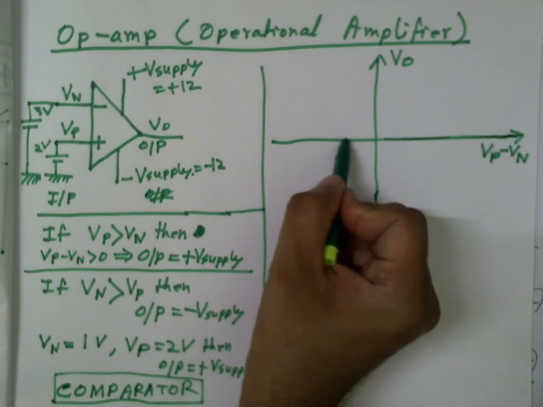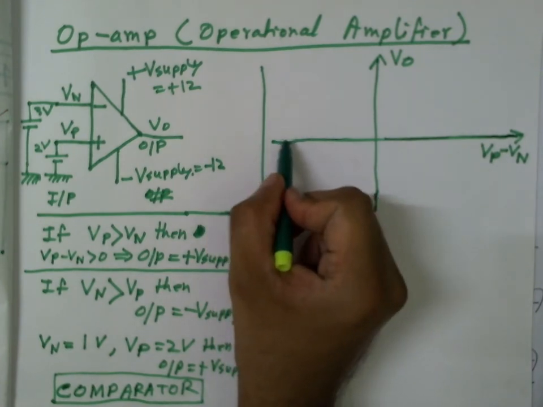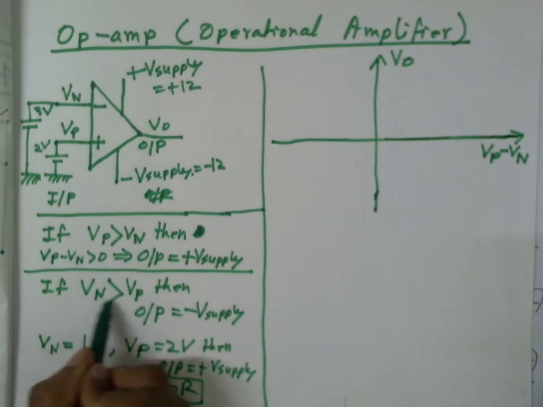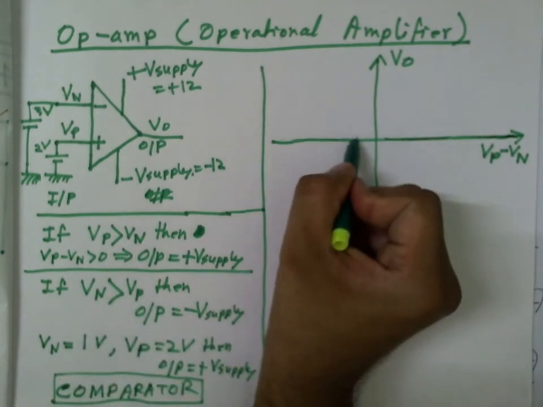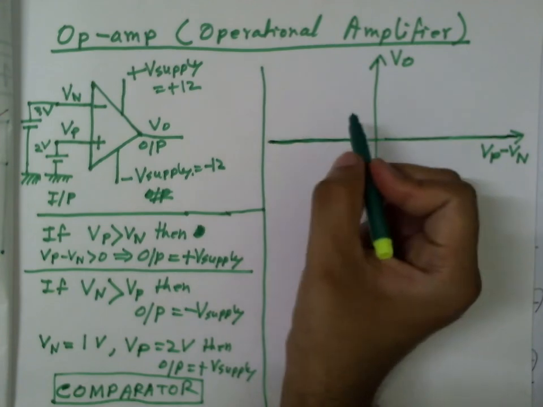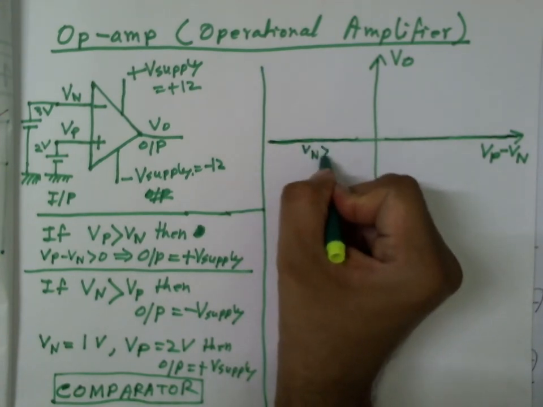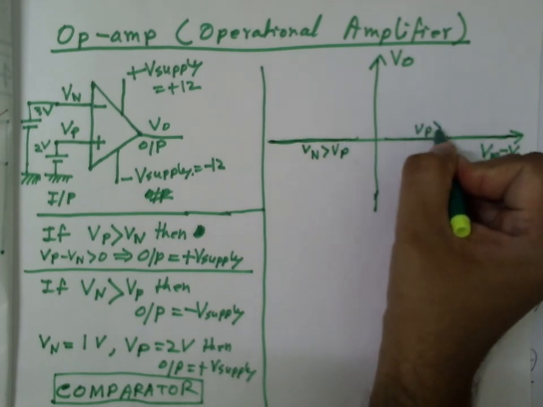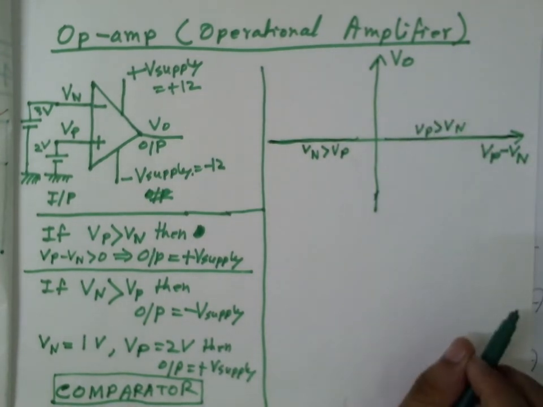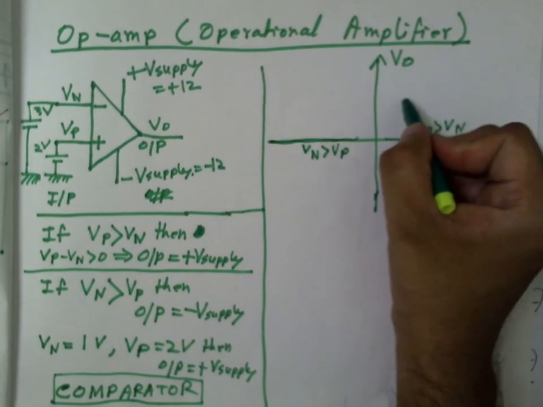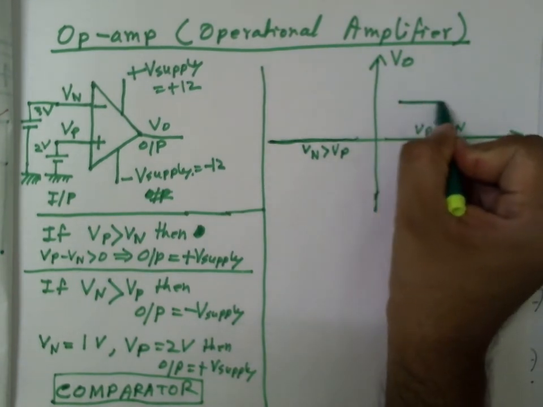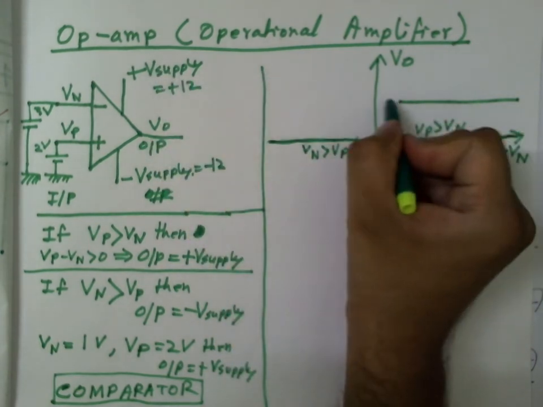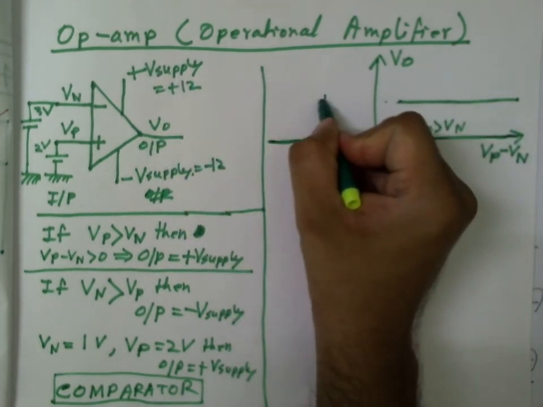And on this side, Vp minus Vn is negative, which means this condition, Vn is greater than Vp. So on this side Vn is greater than Vp, and on this side Vp is greater than Vn. Now we know that when Vp is greater than Vn, the output is equal to the positive supply voltage. So this value is plus V supply.